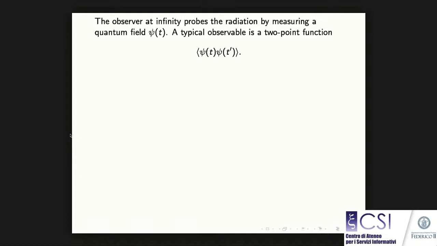And what do we observe? A typical observable is a two-point function of the quantum field. For example, the square of the electric field is the intensity of the radiation. So a device that detects photons would be measuring a two-point function of the electromagnetic field. But since I don't want to get into all the details of Maxwell's equations, we just imagine we're measuring the two-point function of some quantum field.